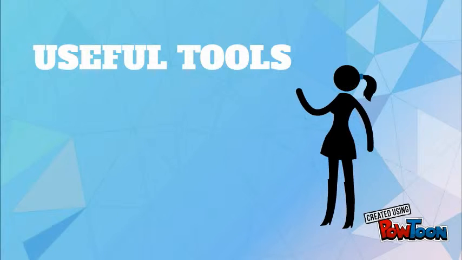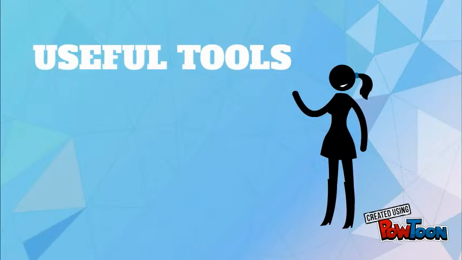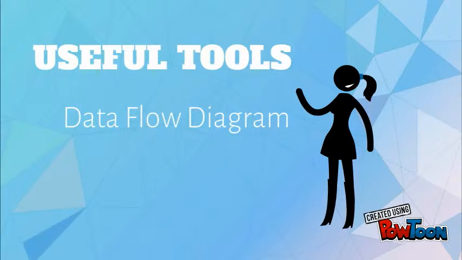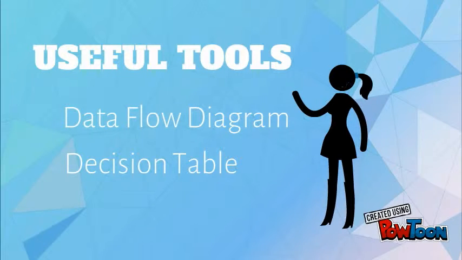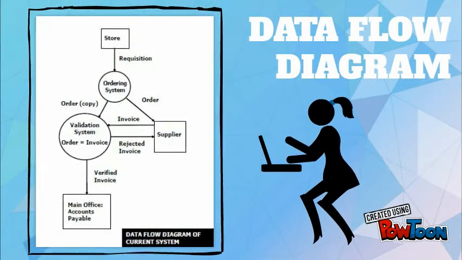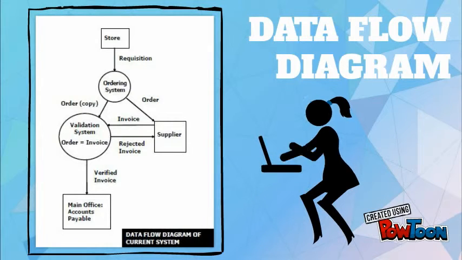There are two useful tools in analyzing a system. First is the data flow diagram, and the second is the decision table. Data flow diagram is a roadmap that graphically shows the flow of data through a system. It is a very useful tool in showing or representing procedures through drawings, pictures, or illustrations. It virtually shows the path taken by data as it moves from its source to a data storage location.